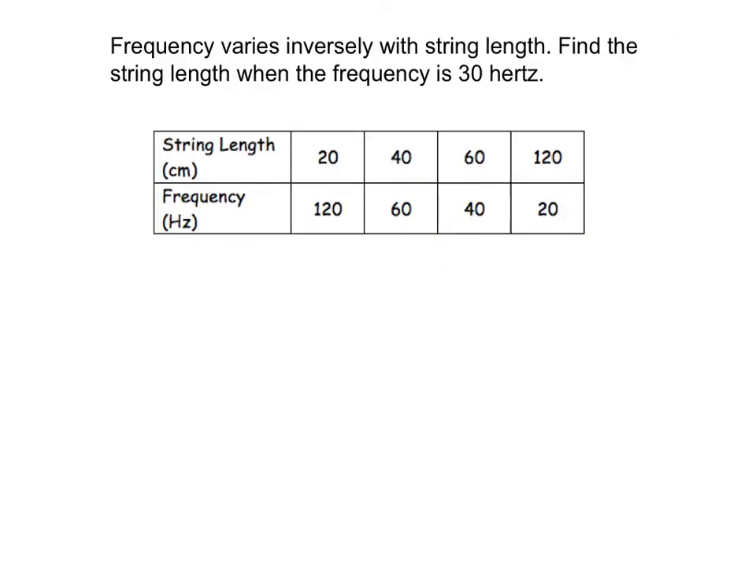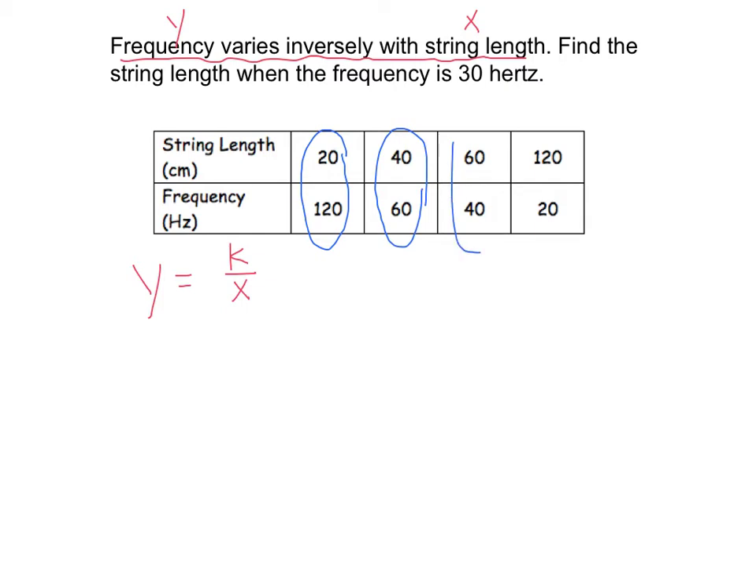Frequency varies inversely with the string length. Just like with direct variation, this is an important thing to look at. Y varies inversely as x. So frequency is the y, and string length is the x. Our generic equation is y equals k over x. So if we want to find the equation for this particular frequency of this string, we would need to look at these pairs that are given to us in the table. 20 and 120, 40 and 60, 60 and 40, and 120 and 20.